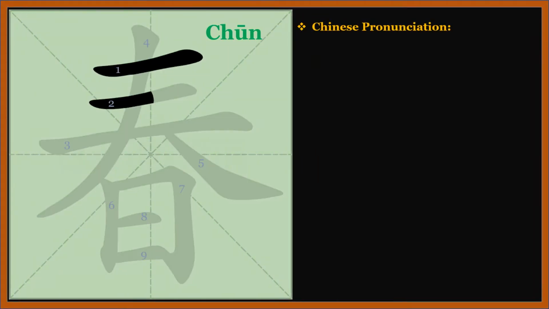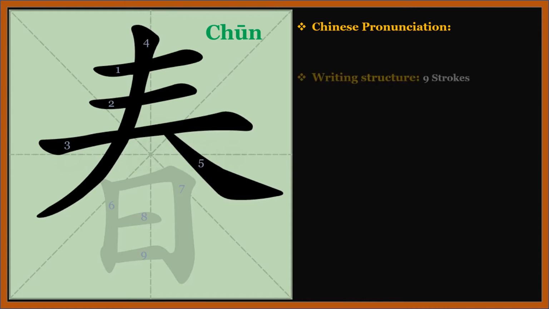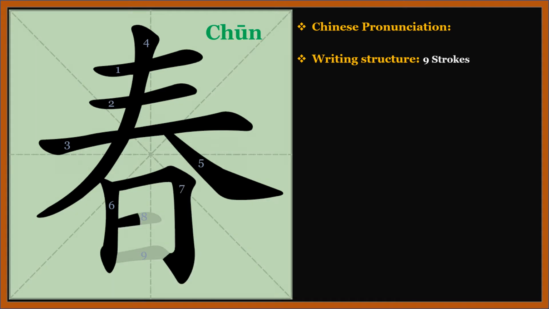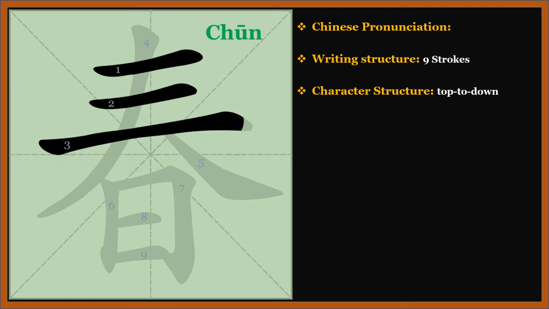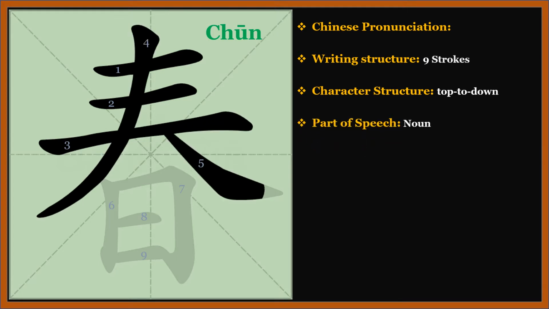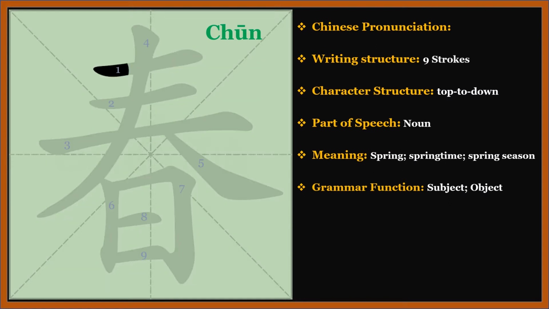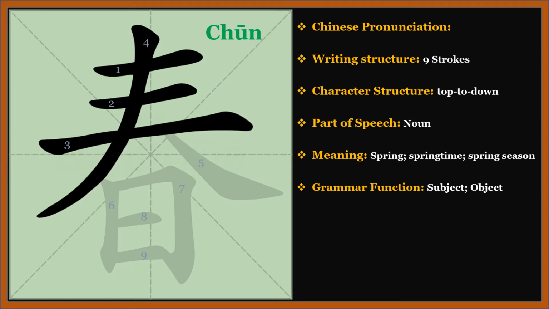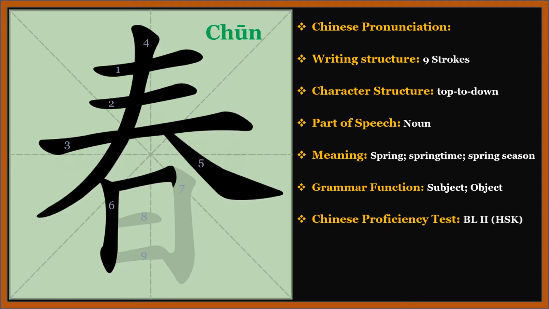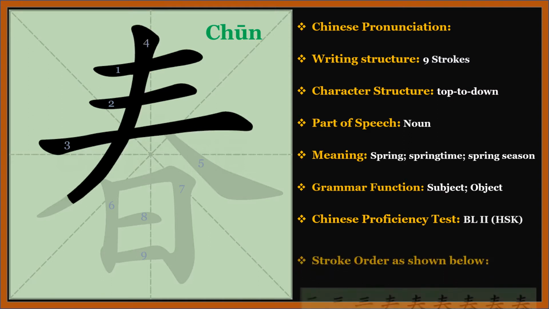As you can see in the animated image on the left, the character 春 is composed of 9 writing strokes. The character is a top and bottom structure. This character is typically used as a noun, so grammatically it can be used as a subject or an object in a sentence. The character 春 is listed as one of the extensively used beginner level 2 characters in the Chinese proficiency test, namely HSK. The writing stroke order of 春 is indicated as follows.